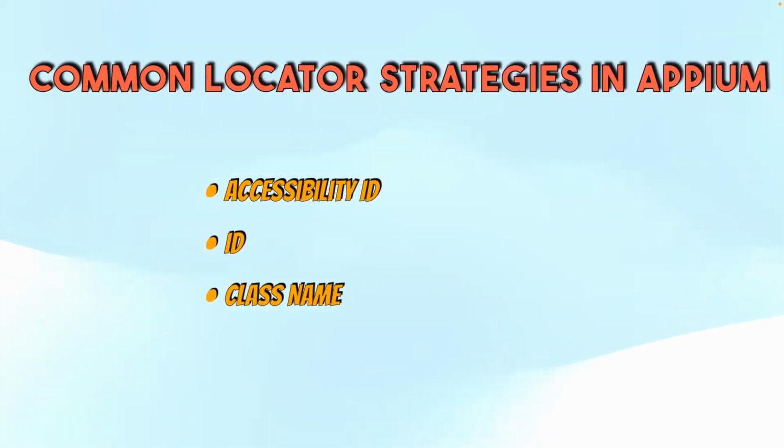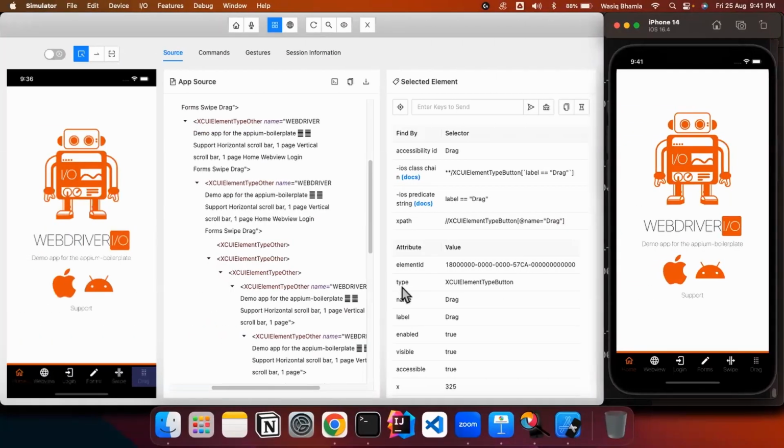Next is the class name locator strategy. So this class name is nothing but the name of the class for that particular element. Let's check this property in the inspector. So as you can see, for iOS, this class property is named as type. So here you can see that this element is of type XCUIElementTypeButton. But if you see the same element in Android, you will see the class property over there, and you can use that class name for finding this element by using the class name locator strategy.